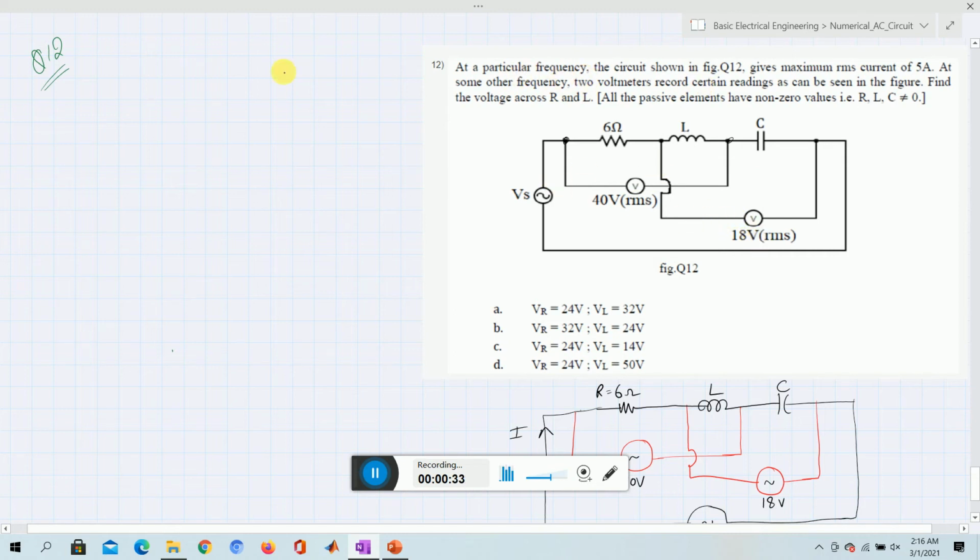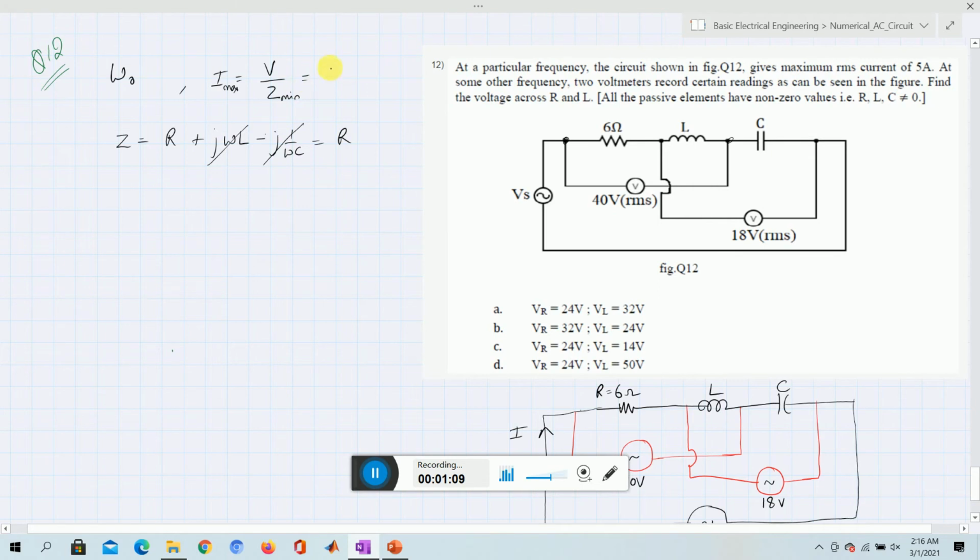At a particular frequency, let us say at frequency omega 0, the maximum RMS current is flowing. So we know that the current is equal to V by Z. So if current is maximum, the Z should be minimum. And Z is minimum only when, what is the value of Z if all three are in series? It is R plus j omega L minus j 1 by omega C. This is minimum only when these two cancel out and we get a value R.